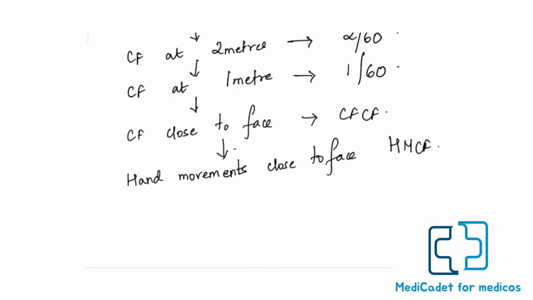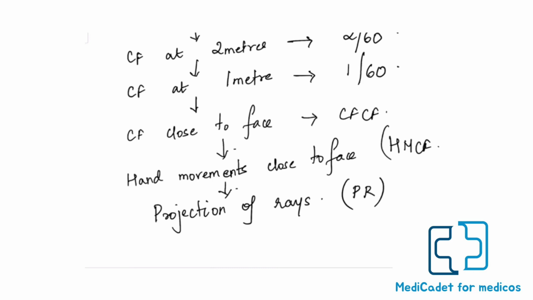Now less than hand movements close to face is projection of rays. Now projection of rays means that light is projected from different directions. So, see, this eye is occluded, you project the light from above, from down, medially, laterally. Ask the patient to point with the finger what is the direction from which the light is coming. If that is done correctly, then the visual acuity is denoted as PR, meaning projection of rays.